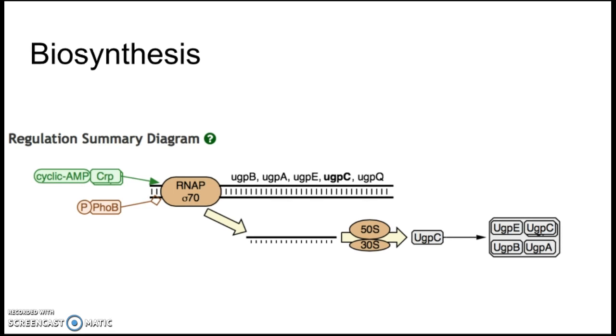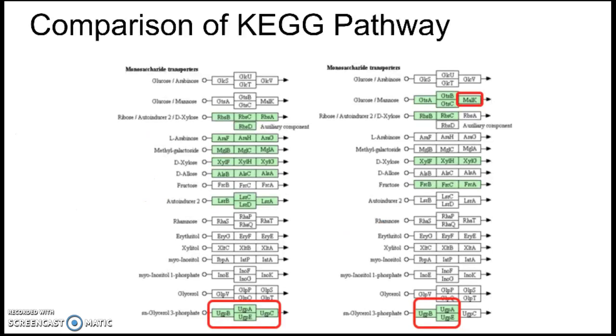The last one is UGPE, which is B3451 in E. coli, and in M. ruber it's 0321. This functions as an ABC transporter permease as well. So as you can see, all of these transcribe for proteins that play a role in ABC transport.